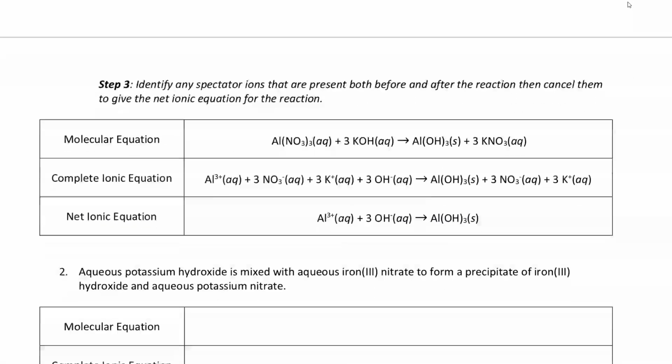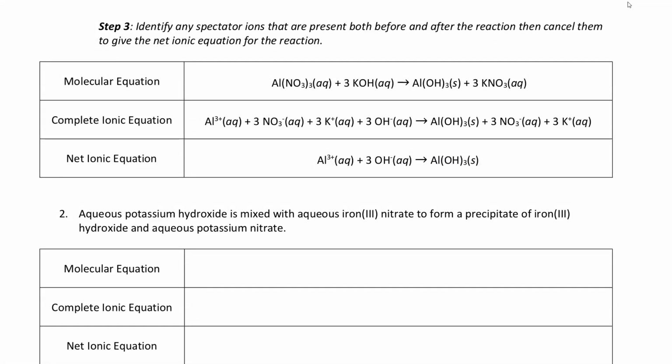All right. When we go to the third step, that's taking care of the net ionic, which means we're going to get rid of the spectators. So in this reaction, we see the nitrate is unchanged before and after. We see the potassium ion is unchanged before and after. So we're going to get rid of those from the complete ionic, essentially cancel those to get our net ionic equation.